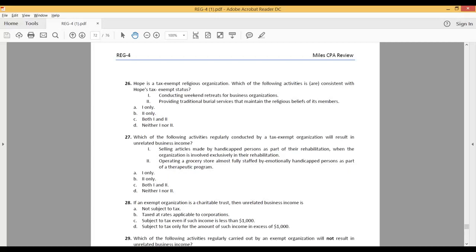Which of the following activities regularly conducted by a tax-exempt organization will result in UBI? 1, selling articles made by handicapped persons as part of their rehabilitation when the organization is involved exclusively in their rehabilitation. 2, operating a grocery store almost fully staffed by emotionally handicapped persons as part of a therapeutic program.